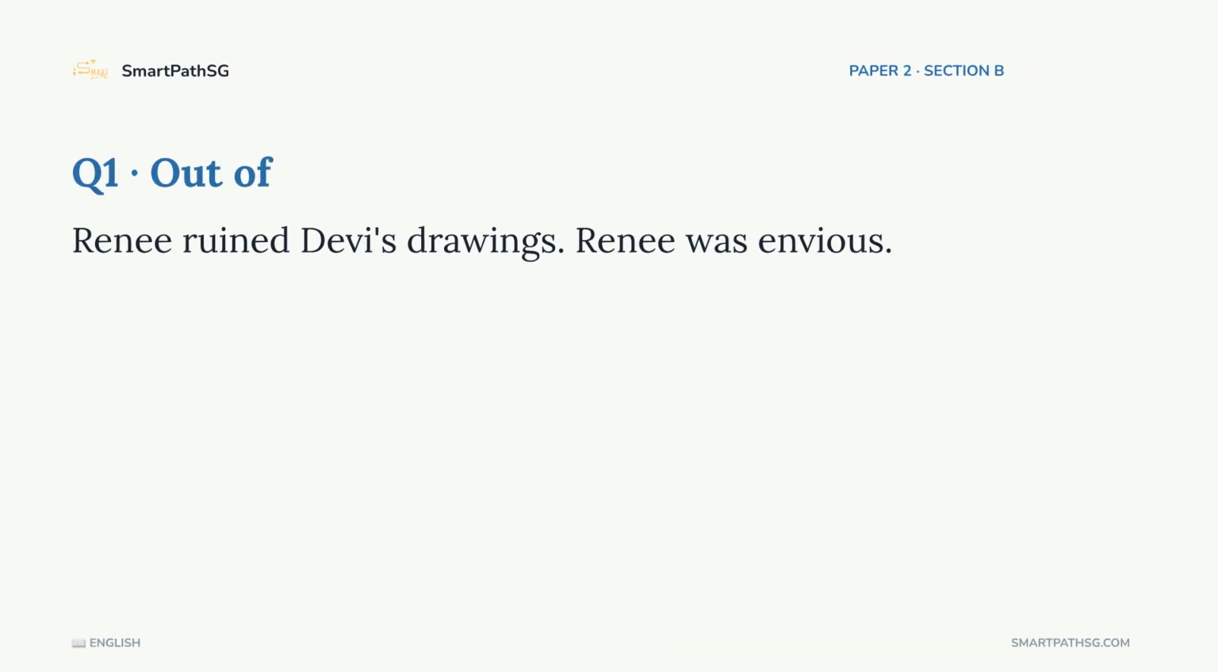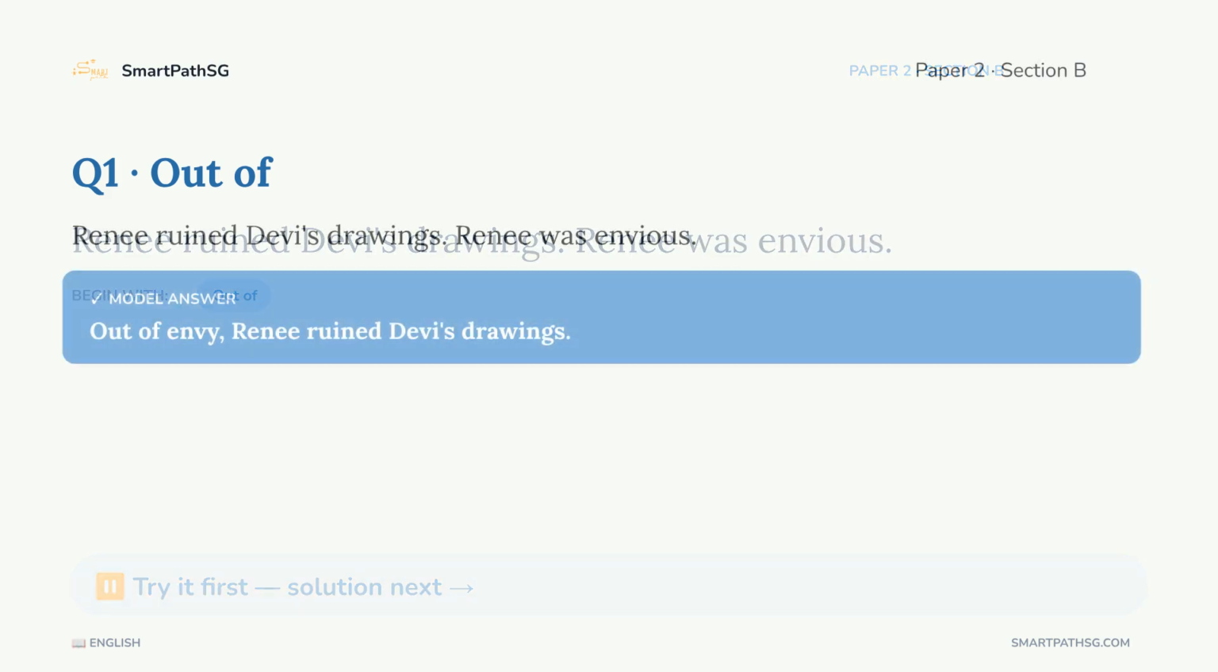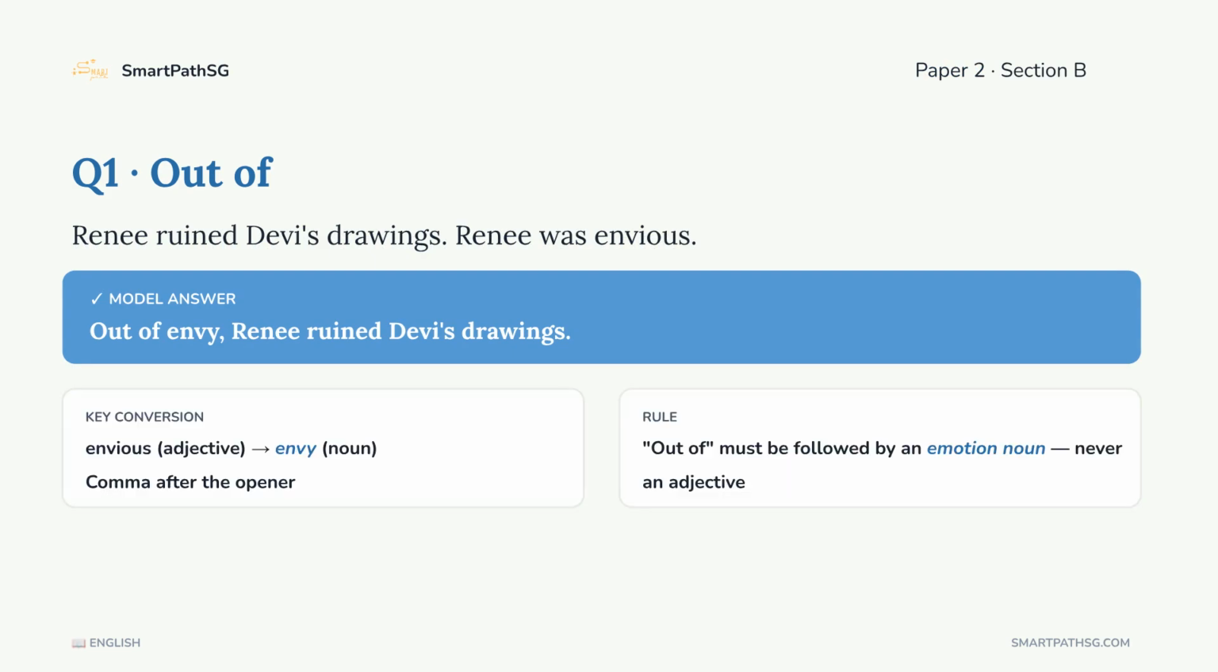Let's look at question 1. Renee ruined Debbie's drawings. Renee was envious. We are to combine these two sentences and start with out of. Remember, the first step is converting the adjective envious to the required noun form. The correct answer: out of envy, Renee ruined Debbie's drawings. Envious must become the noun envy. You cannot write out of envious. That's an adjective.